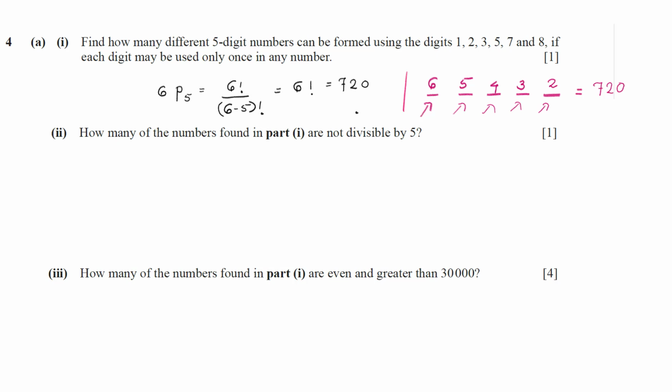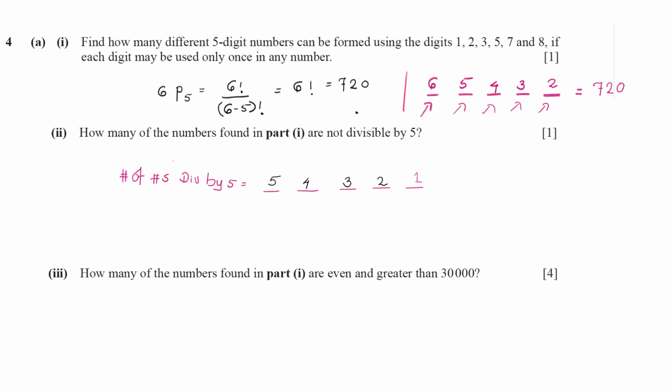The second question asks how many of these numbers, that is out of the 720, are not divisible by 5? Let's do it this way. It's easy to handle numbers which are divisible by 5. The condition is either the unit digit must be 0 or the unit digit must be 5. So consider numbers which are divisible by 5. Let's start with filling the last position. The unit position is filled by only one item. It has to be the 5. We are looking at how many ways this is divisible by 5.